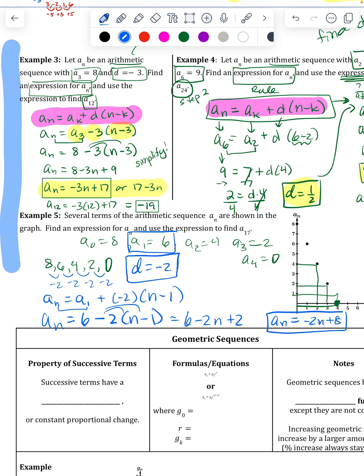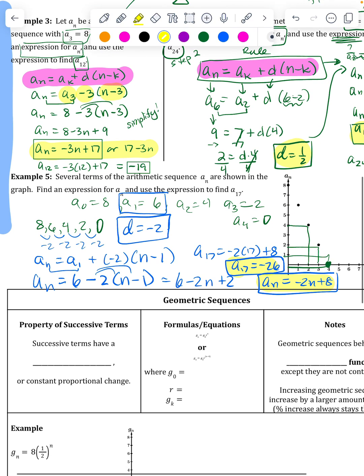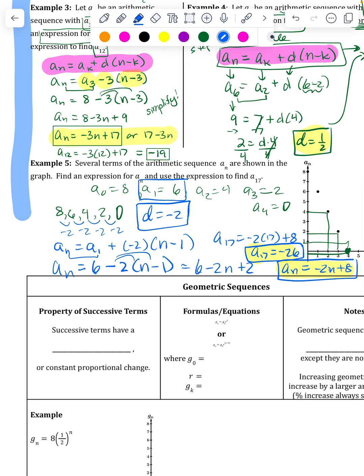Okay. Then I'm supposed to use that to find the 17th term, and all I need to do there is plug in 17, and when I do, the 17th term is negative 26. So you only really have one tool that you're using repeatedly. It's just that they're giving you the information in different ways, and then you have to muscle your way through to find the remainder of what you need.